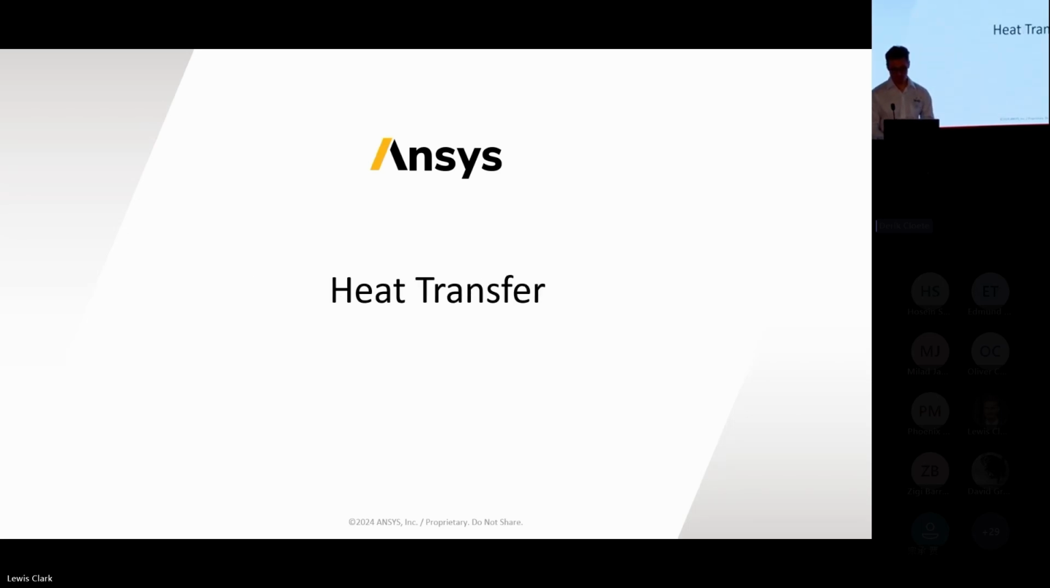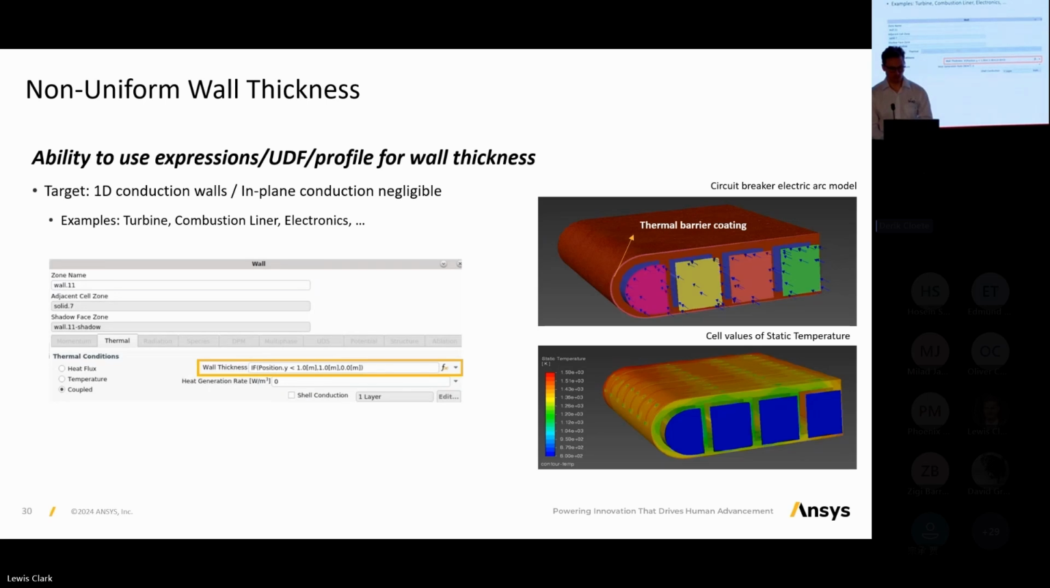Just quickly on heat transfer, I've just got one slide here. Anyone that likes to use shell conduction, that kind of thing, you might have found that in the past it's been limiting in that you can't have a variable thickness through your layer, but you can now use expressions to have a variable wall thickness. So say you've got an insulating layer between two solids, maybe a plastic insulator, and maybe that's not perfectly uniform. You can now specify that with an expression to have that varying thickness.